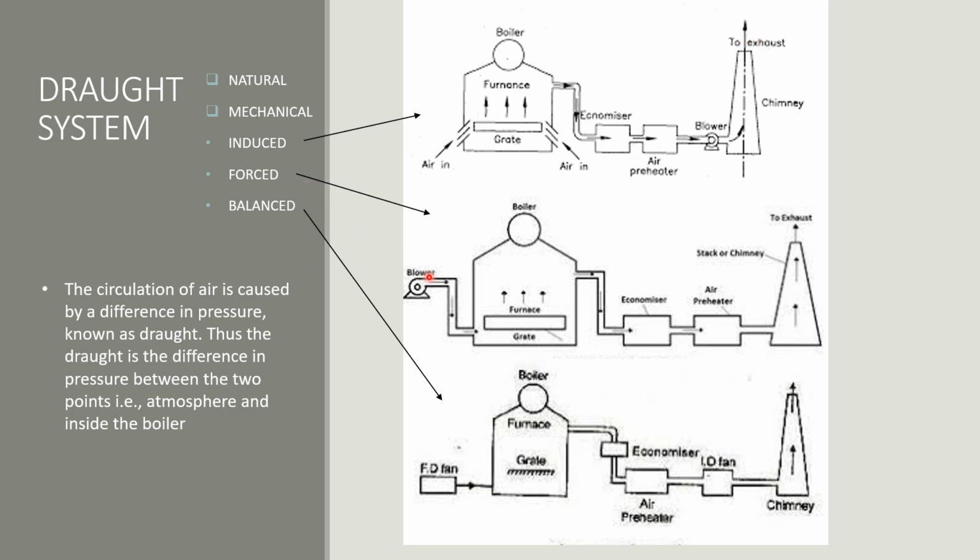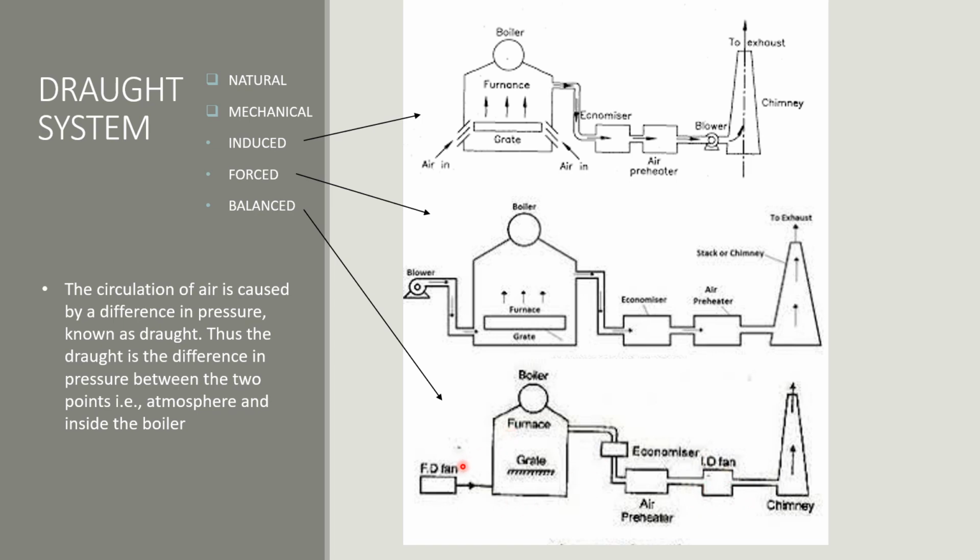Next, we have a forced draught system in which we place a blower just before the furnace, and it pressurizes the ambient air inside the furnace and provides oxygen for good burning, and pressurizes the flue gases to flow outside through the chimney. Next, we have a balanced system in which we use a forced fan and an induced fan.